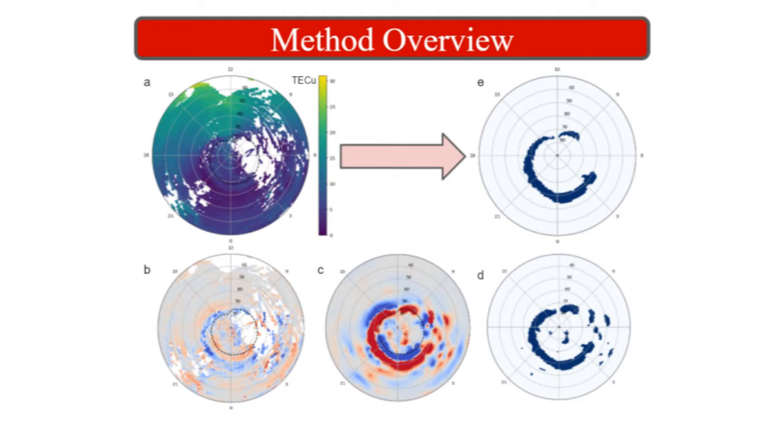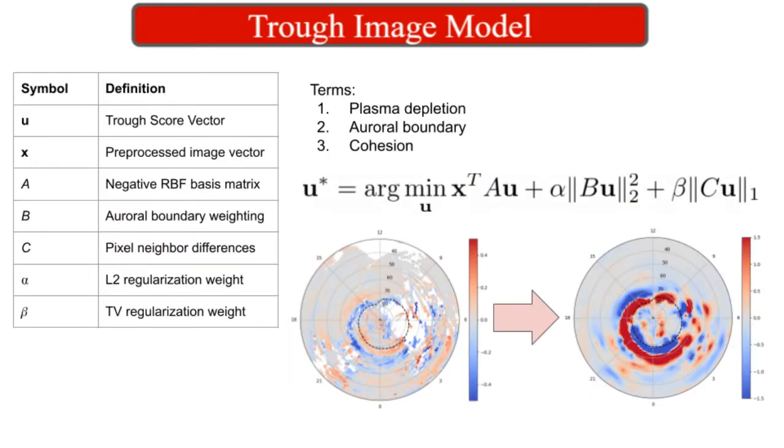Next, we optimize a cost function, which models a few key characteristics of the trough in the pre-processed images. An example of the output is shown in plot C. The color red indicates high trough score values. The trough score vector is thresholded. Then we remove positive labels from pixels within the auroral oval and positive regions which don't meet a perimeter or area criteria. The trough image model is designed to capture the relationship between the pre-processed image vector and the trough score vector. Examples of these vectors are shown at the bottom right.